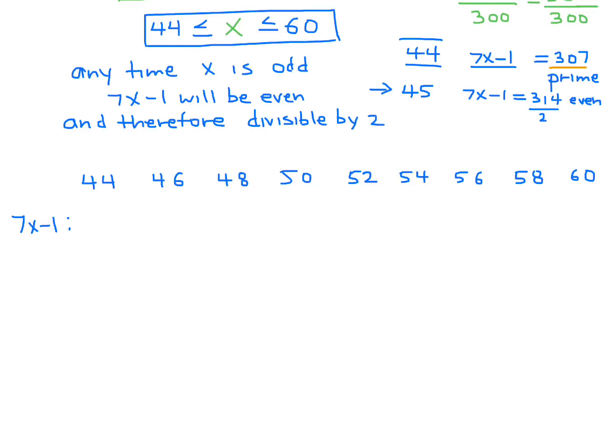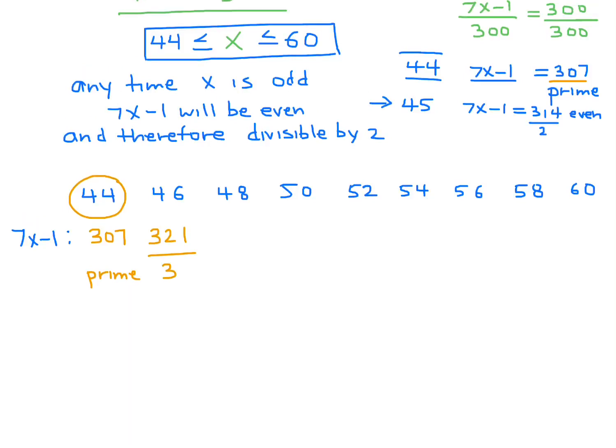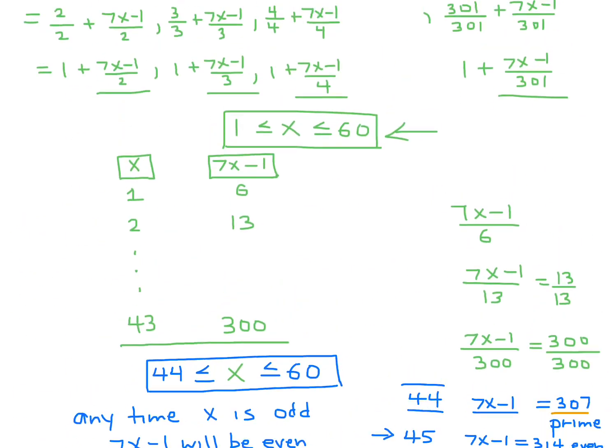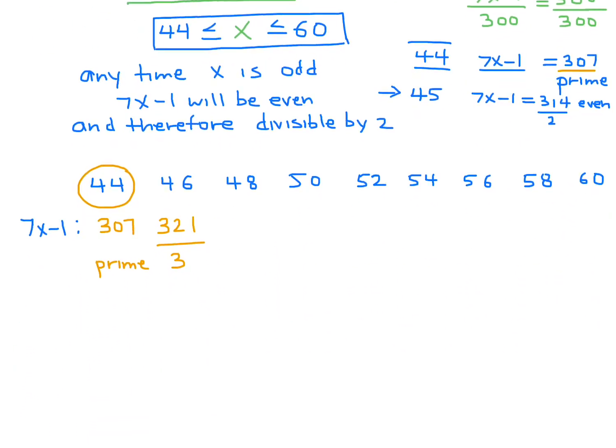When it's 44, I actually did that. It's 307, and that's a prime number. So that's not going to give us any problems. This is one value of x that works. It gives every single expression in lowest terms. How about 46? 7x minus 1 will be 321. But that's a problem because that's divisible by 3. So 321 divided by 3, this guy right here, is not going to be in lowest terms, unfortunately. All right, we eliminated that guy.